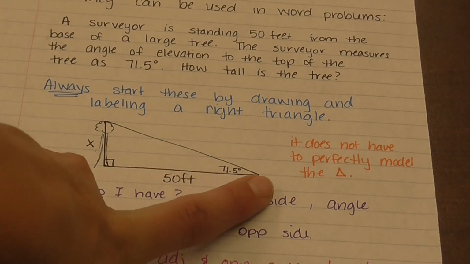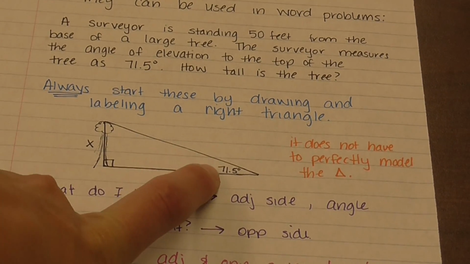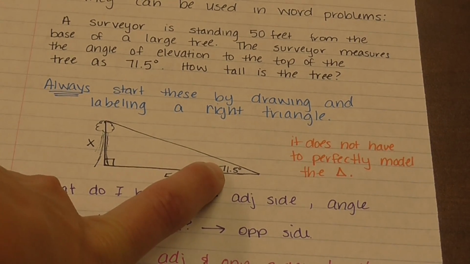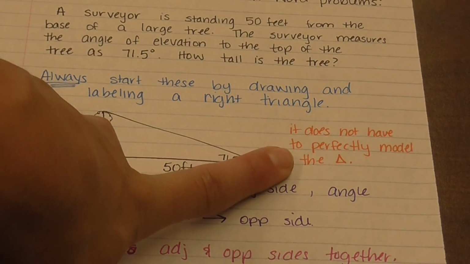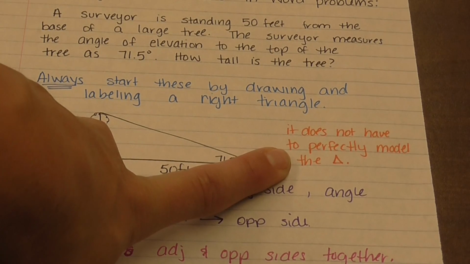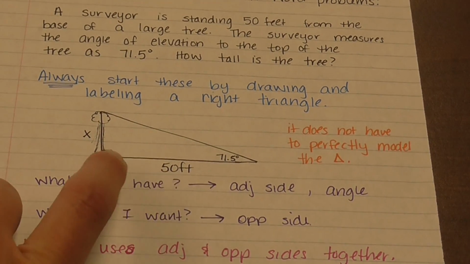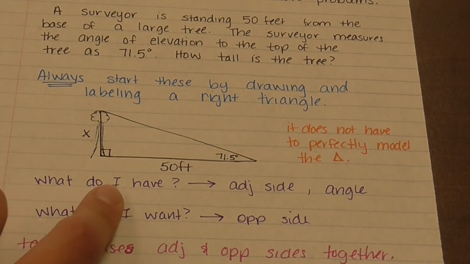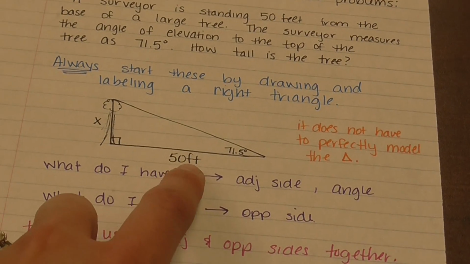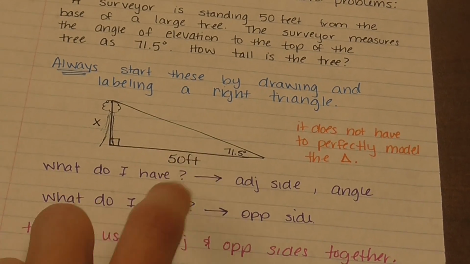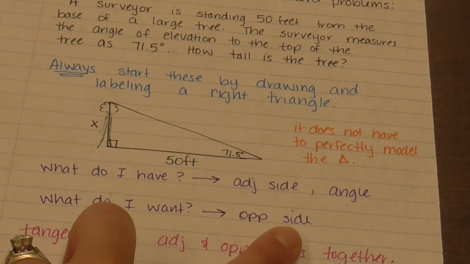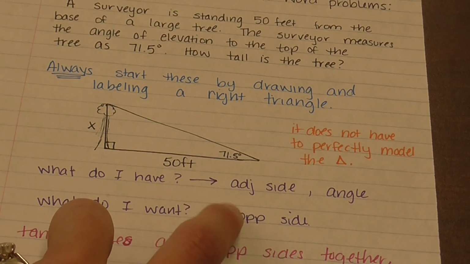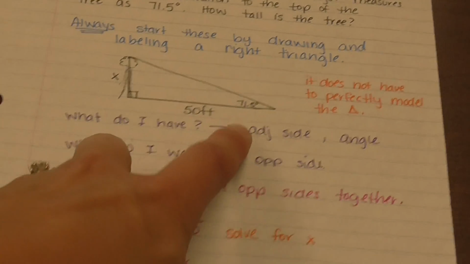An angle of elevation is from the ground looking up. What's the angle? It's 71.5 degrees. It does not have to be a perfect model of the story. Just always draw a right triangle and start labeling some things. So on the ground, you're 50 feet away. So what do I have and what do I want? I have the adjacent side and an angle. And what do I want? The opposite side. So which trig function uses opposite and adjacent together?